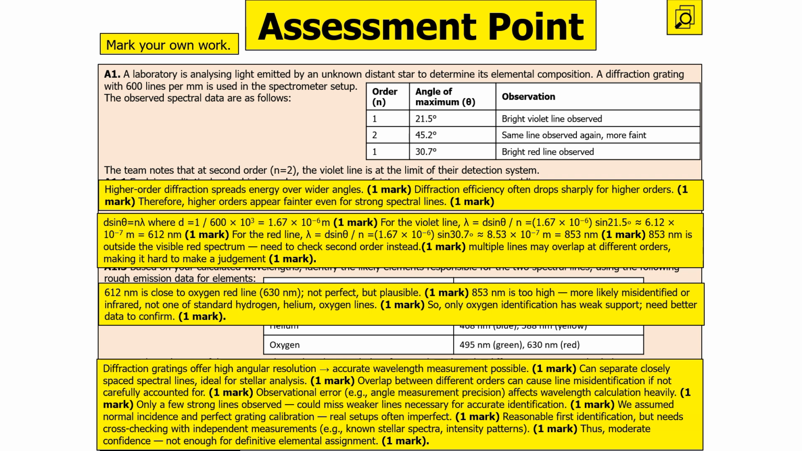We assume normal incidence and perfect grating calibration. Real setups often aren't perfectly calibrated. There's a reasonable first identification but it needs cross-checking with other independent measurements, so you have a bit of confidence, but it's not enough for a definite elemental assignment.